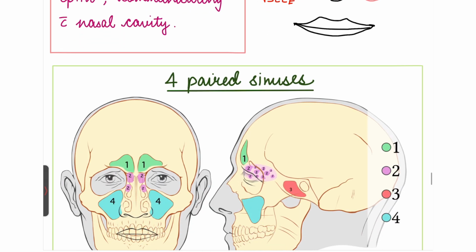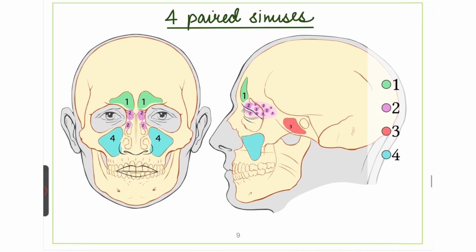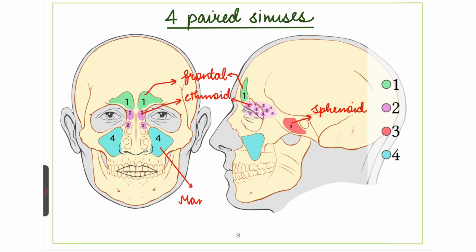Let's see the four paired sinuses which we have. The first one, this is the frontal sinus. Next, we have the ethmoid sinus. Third, we have the sphenoid sinus. And fourth is the biggest sinus which we have, that is the maxillary sinus.